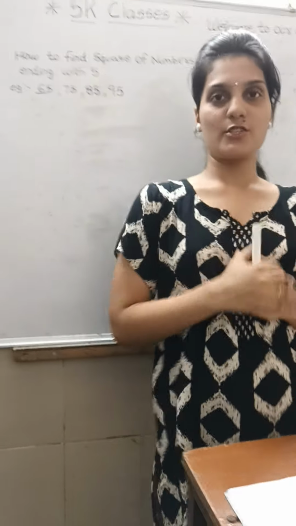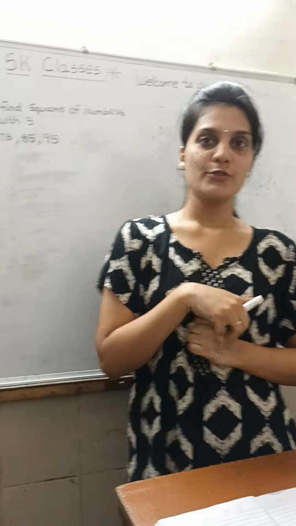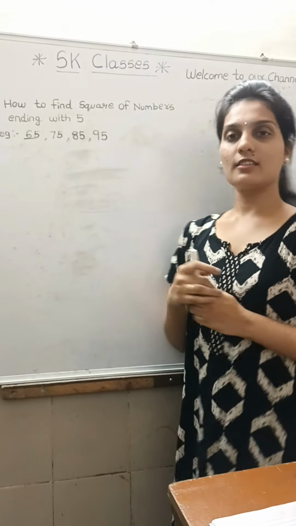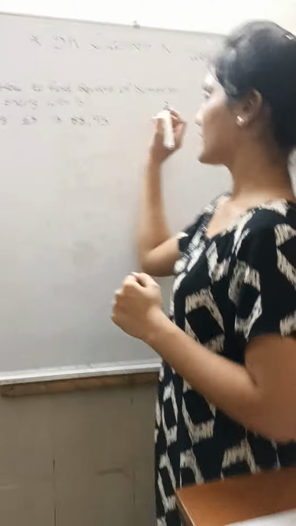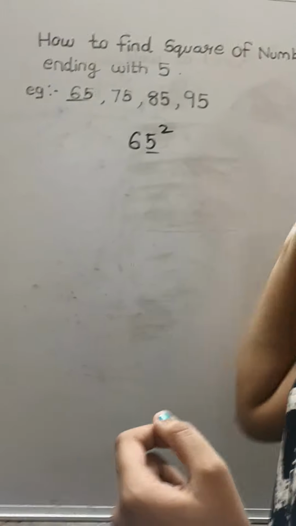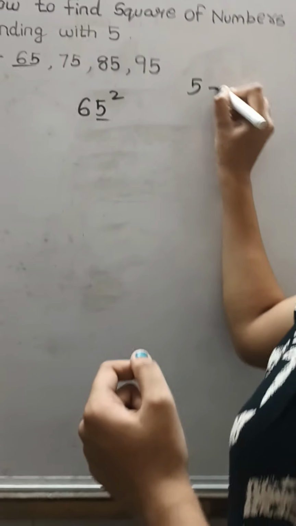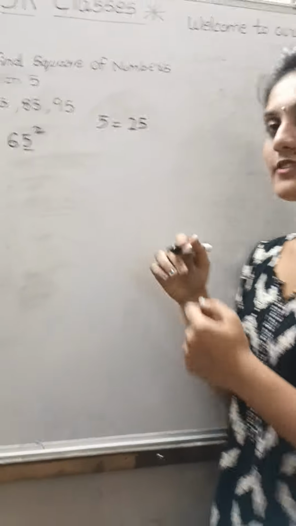I am going to teach you how to find the square of numbers ending with 5. This is a trick most children don't know. First, we need to take 65 square. Here we know that the square of 5 is 25.